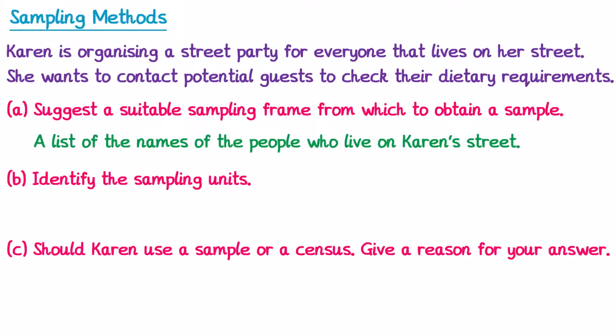Then we need to identify the sampling units. The sampling units would simply be a person who lives on Karen's street. And for the final part, we need to decide if Karen should use a sample or a census and give a reason for the answer.